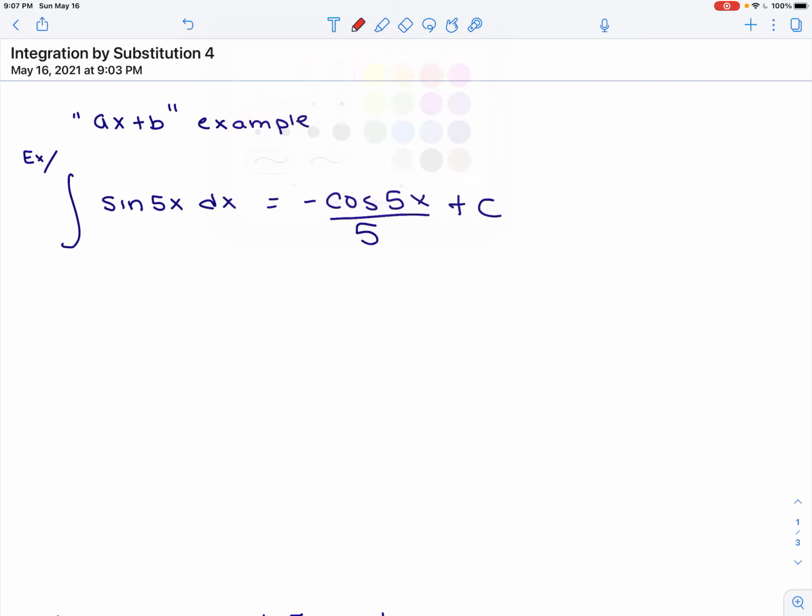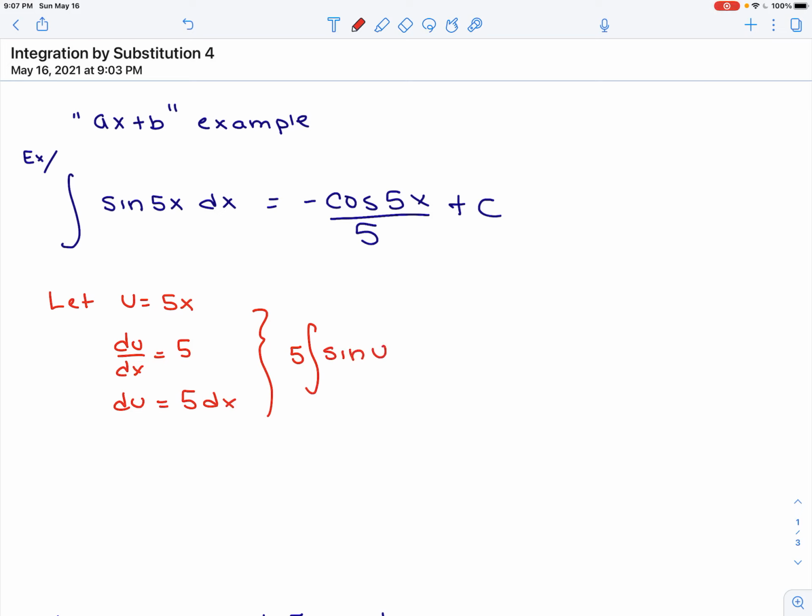So let's do that. We could let u equal 5x because we know how to find the antiderivative of sine u. And the derivative of 5x is just 5, which is a constant. So we get du dx is equal to 5, so du is equal to 5 dx. Then we can do the substitution and we would get a 5 sine u du. So let me just show you that.